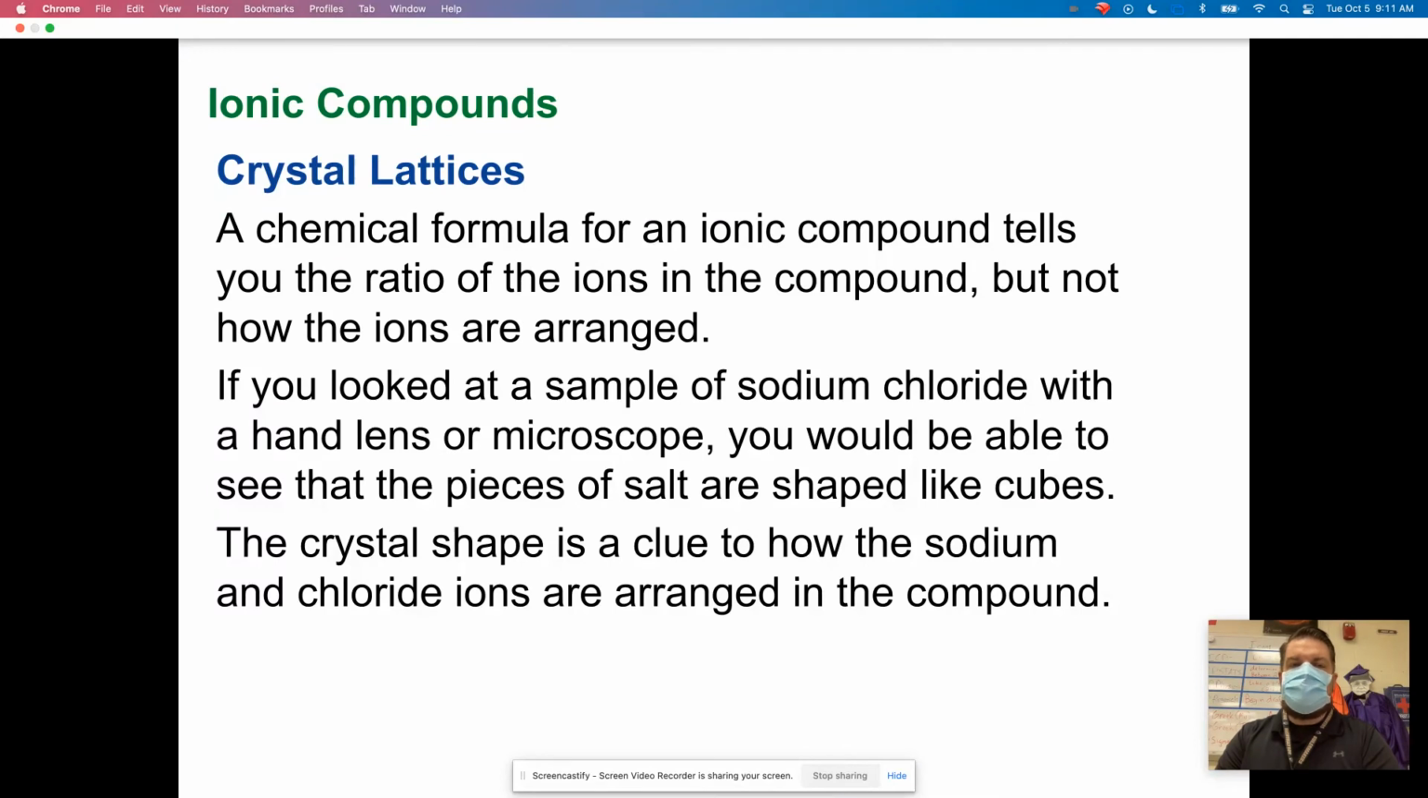So, crystal lattices. A chemical formula for an ionic compound tells you the ratio of the ions in the compound, but not how the ions are arranged. If you look at a sample of sodium chloride with a handheld lens, like one of those Sherlock Holmes type things, or even under a microscope, you'll see that pieces of salt are shaped like cubes. There's a structure there. The crystal shape is a clue to how the sodium and the chloride are arranged in the compound.